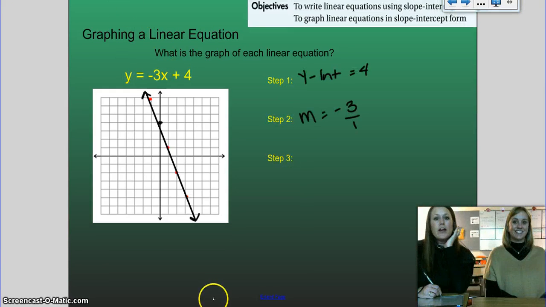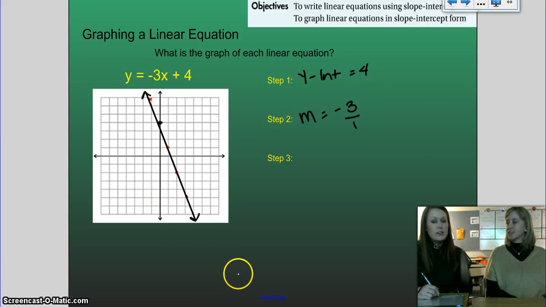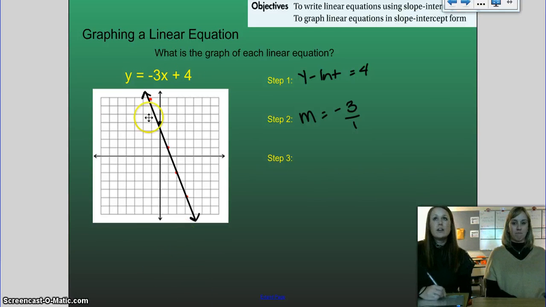And pause. Okay, and we just jumped to this new part. Okay, so you should have had your points plotted, line, arrows on the end. Ready to keep going.